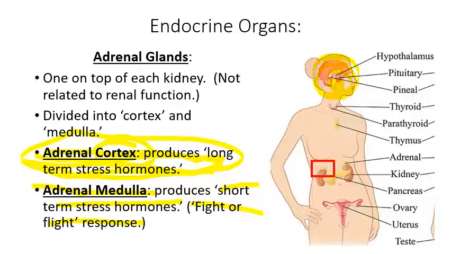So the scaredness, being terrified, was instantaneous. It happened instantly, and the adrenal gland medulla produces hormones such as adrenaline, which is also known as epinephrine, which has this effect. It causes the heart rate to go up. It causes the respiratory rate to increase.